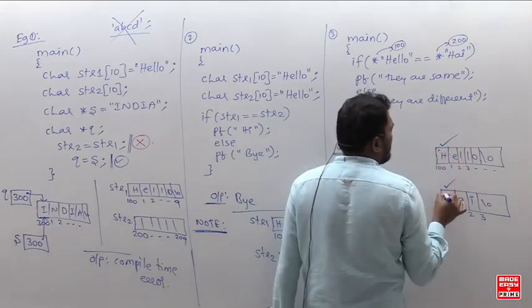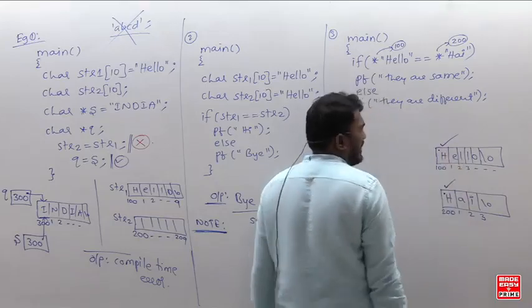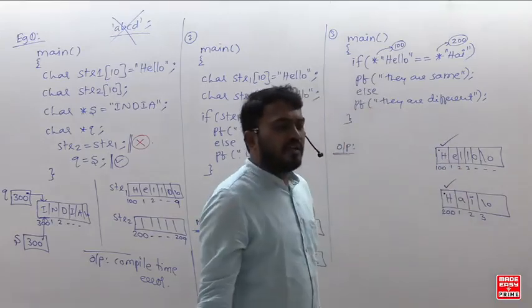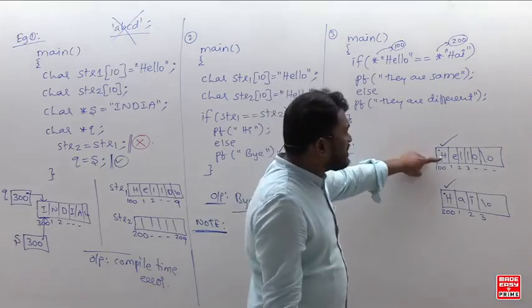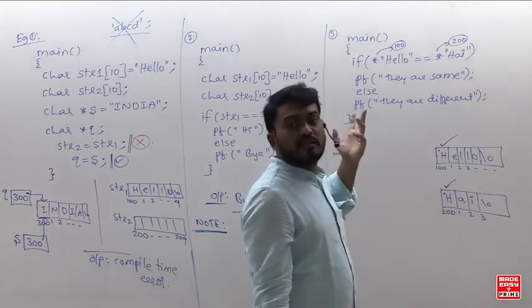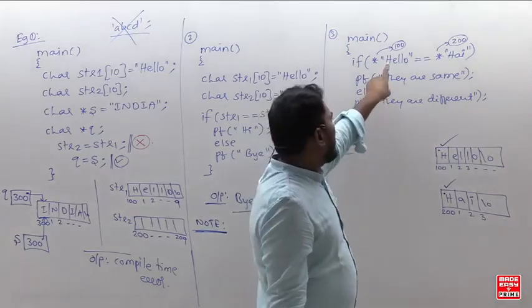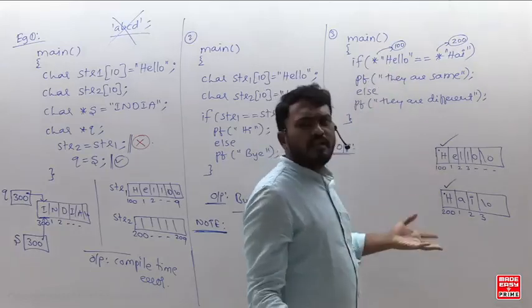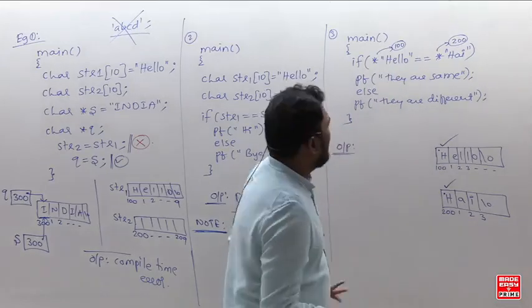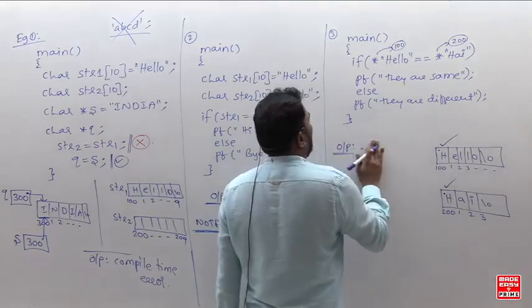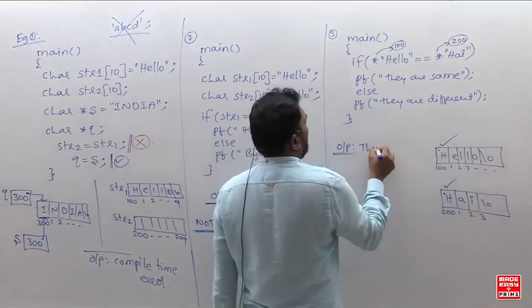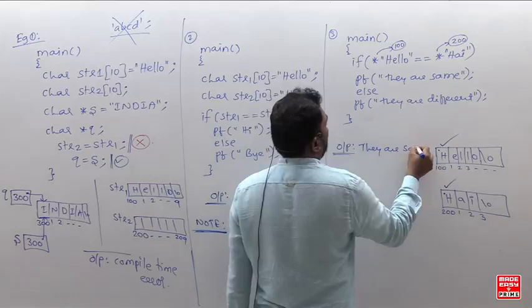Both have the ASCII value, yes or no? Here the capital H ASCII value, and here also the capital H ASCII value. Both are the same. So the output will be that they are same.